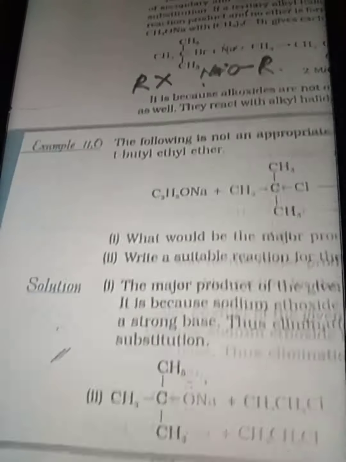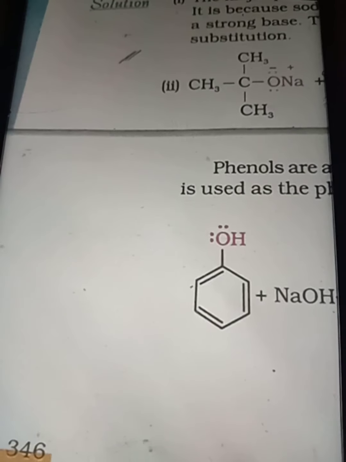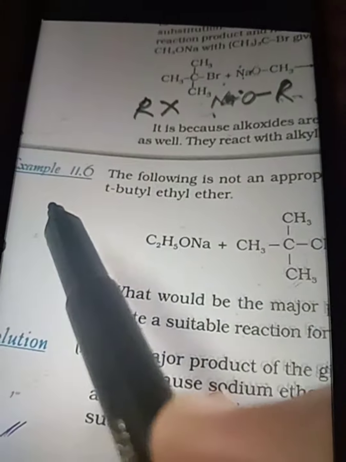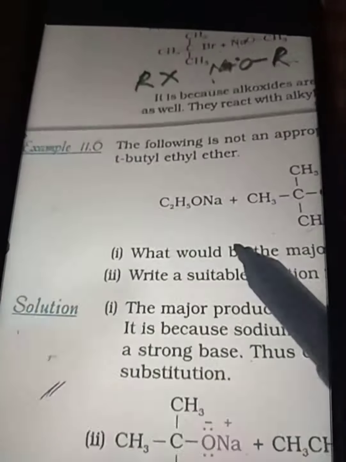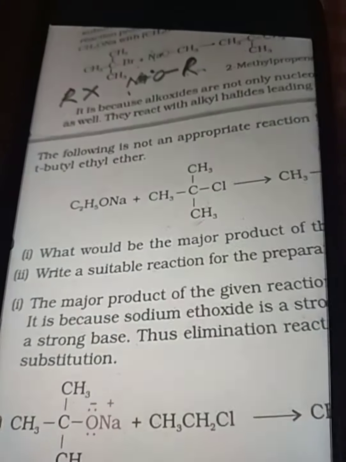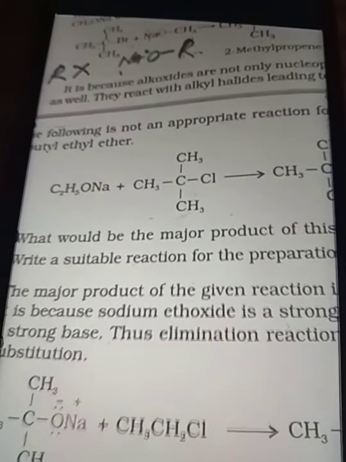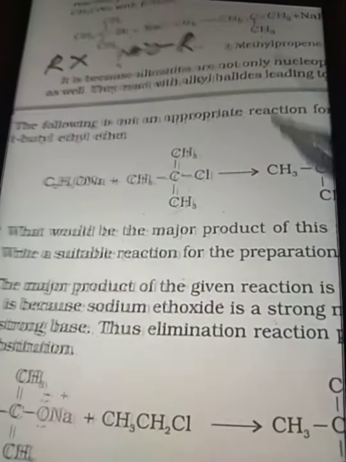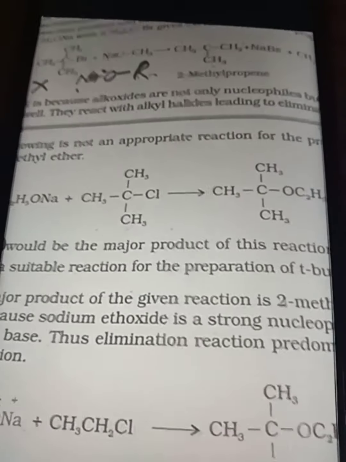After this, on page number 346 NCERT part 2, there is one example 11.6. Already it is solved in the book. Please do this example very carefully. This is the further explanation for the limitation of Williamson synthesis. Thank you.